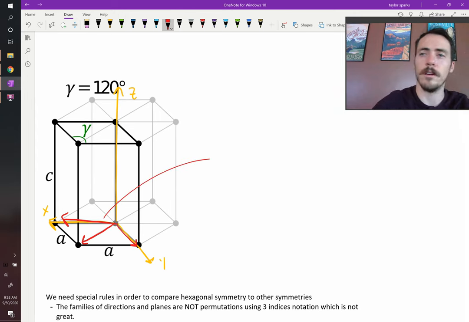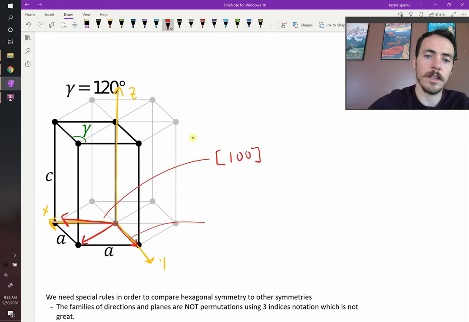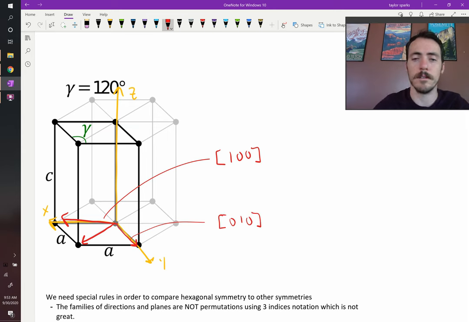Well, this one right here, what would that direction be? It moves one in the x direction. It does not move in the y or the z. So this would be [100] direction. This one right here moves one in the y direction, but it doesn't move in the x or the z. So it would be [010]. So far, so good. That looks like a permutation.